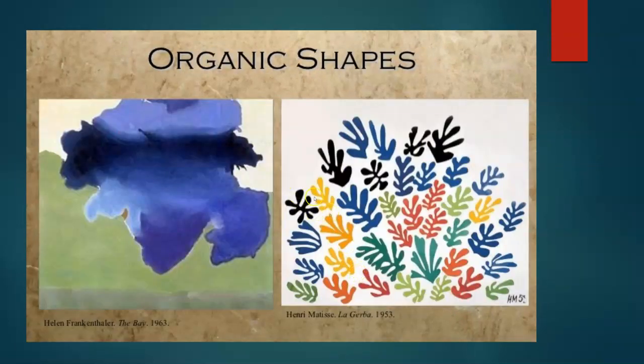We also have organic shapes. These are shapes that are made by nature. In this Helen Frankenthaler piece on the left, we have this large blue lake-like shape in the center, and then we have this big green shape here. It's kind of an avocado green. And then in this Henri Matisse piece, La Gerba, from 1953, we have all of these beautiful, colorful leaf shapes.